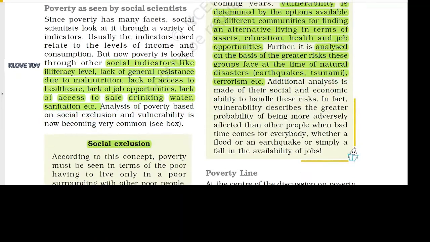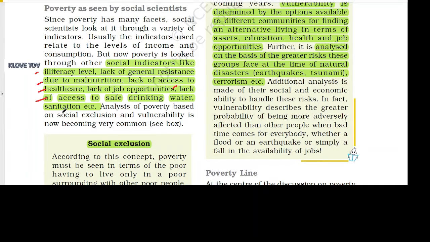Poverty as seen by social scientists. Since poverty has many facets, social scientists look at it through a variety of indicators. Usually, the indicators used relate to the levels of income and consumption, but now poverty is looked at through other social indicators like illiteracy, lack of general resistance due to malnutrition, lack of access to healthcare, lack of job opportunities, lack of access to safe drinking water, sanitation, etc.